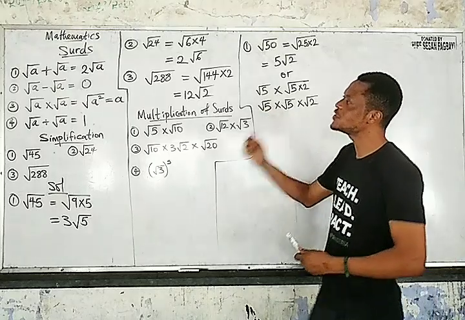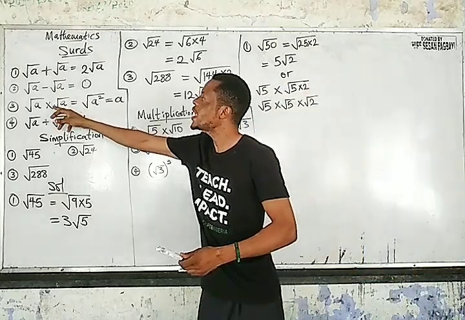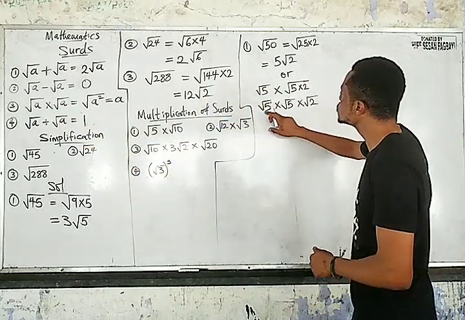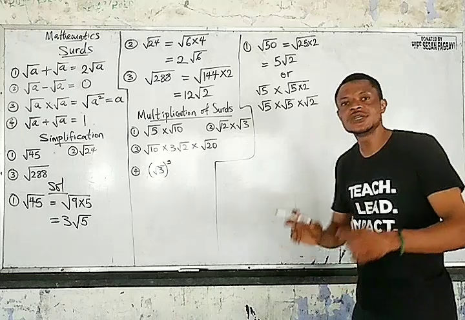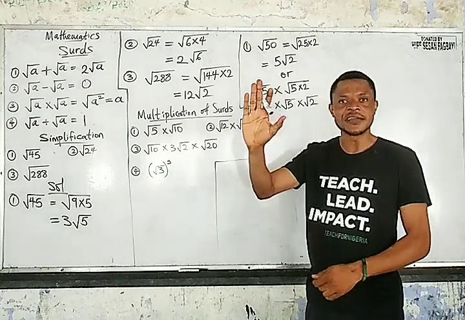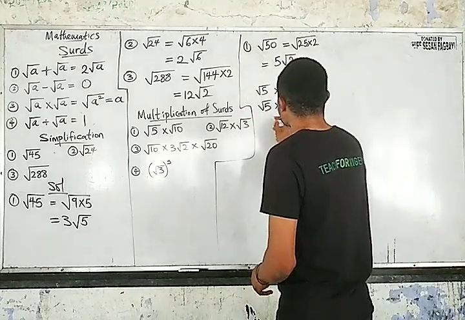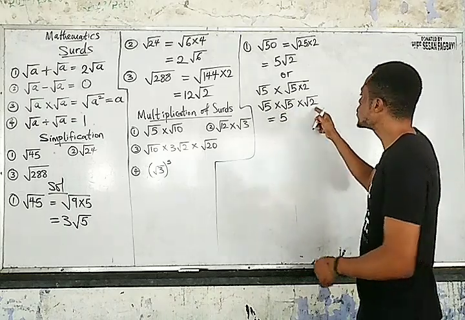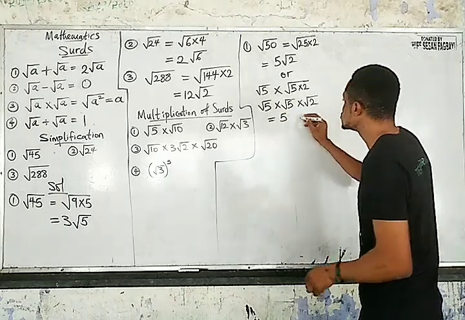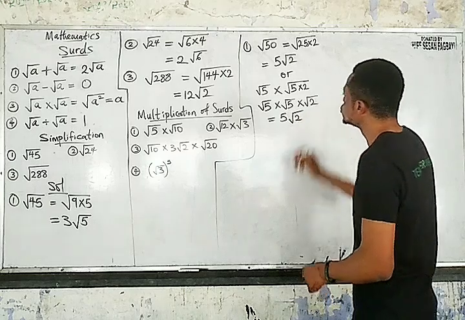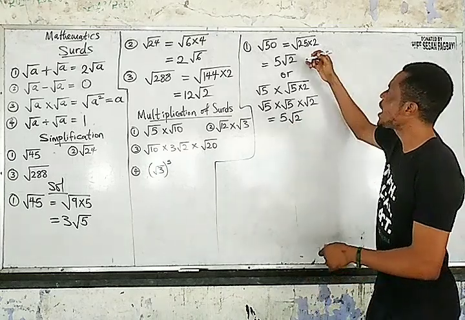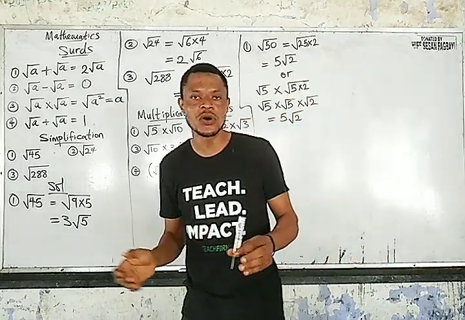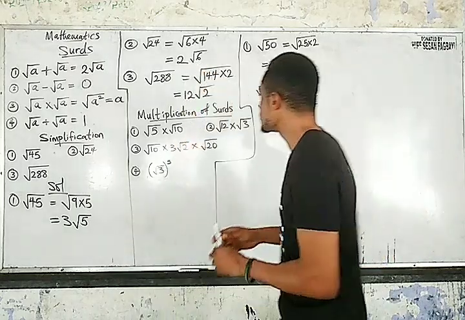Now, from what I've given to you here, root A multiplied by root A will simply end up to be A. We now have root 5 multiplied by root 5. This will simply become 5. We now have 5, courtesy of root 5 multiplied by root 5. Then we are left with root 2. You will see that this and this are the same. So you are free to apply any method of your choice. So the second question.